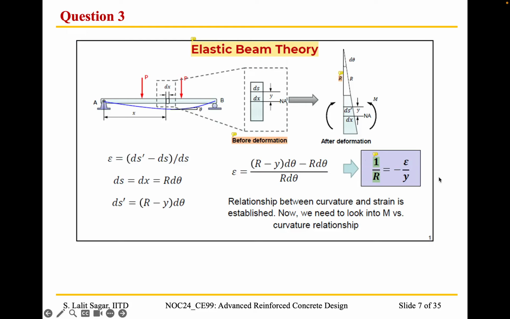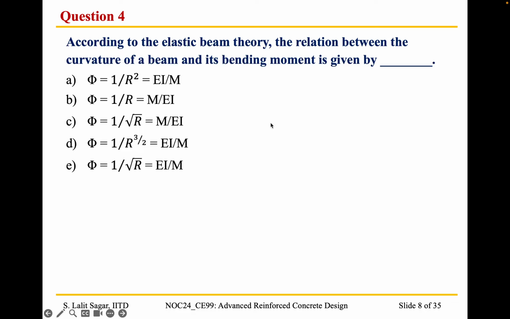Okay, moving on. In the last slide we saw the relation between the longitudinal strain and the curvature. This pertains to the relation between the curvature and the bending moment. According to the elastic beam theory, the relation between curvature of a beam and its bending moment is given by, there are 5 options, so kindly select the right option. Option B. Yes, thanks. B is the only response. Yeah, so the correct option is option B only.